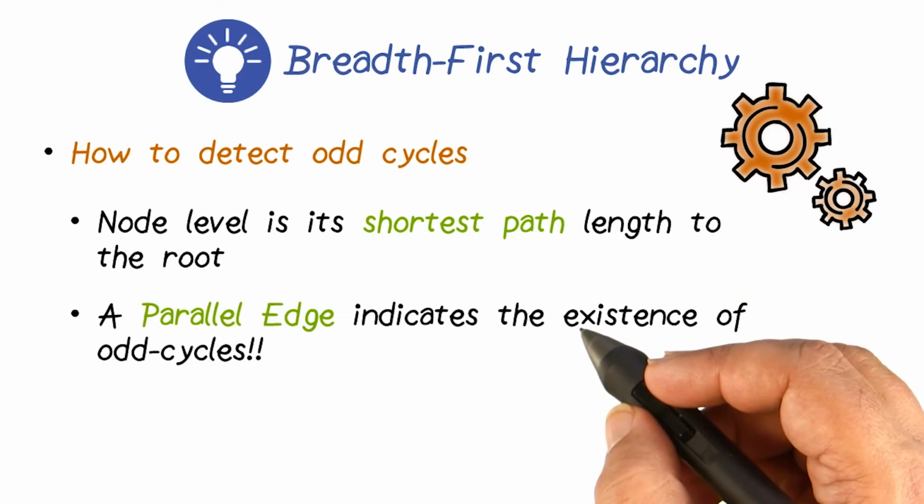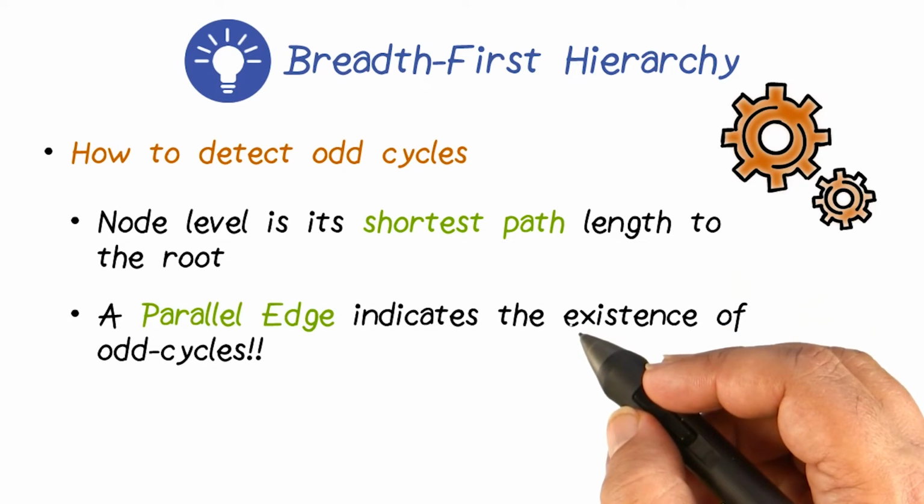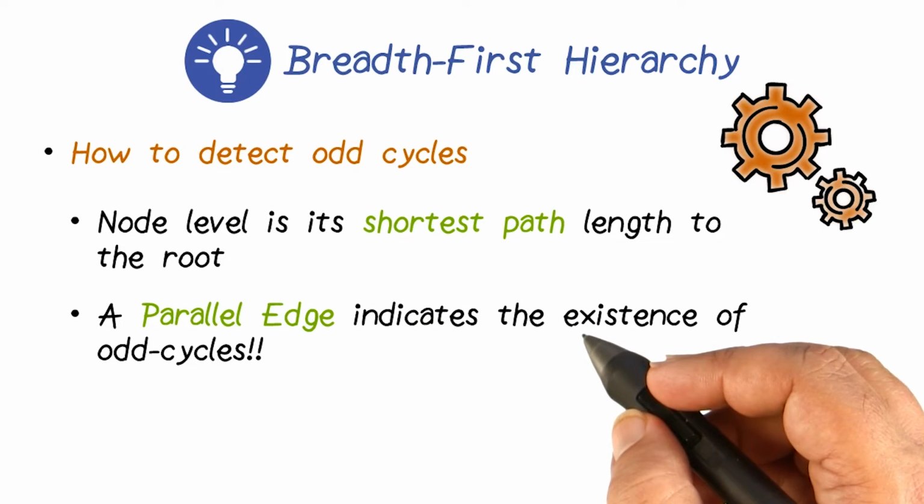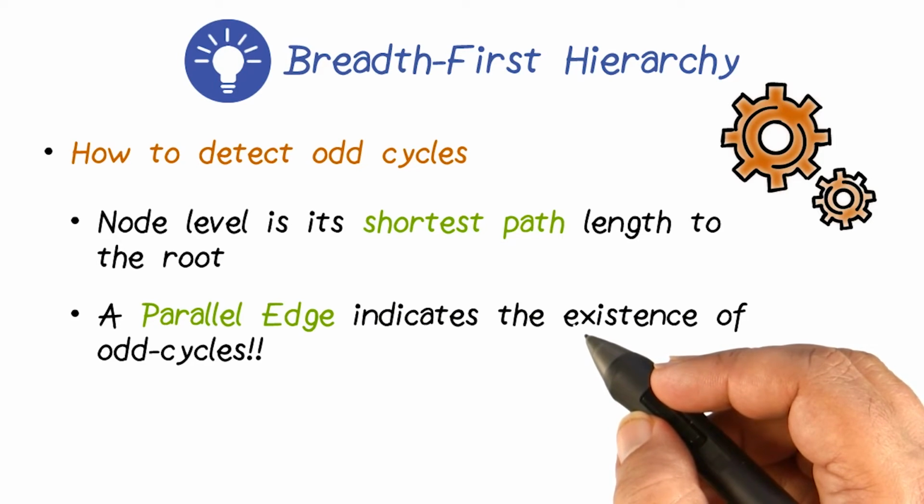Next, we check if there is an edge between the nodes which have exact same shortest path to the root. So consider two nodes, node A and node B, and if there happens to be an edge between node A and B, and A and B are such that each one of them has a shortest path of length, say 4, to a root, then this particular edge between A and B is called a parallel edge, and this parallel edge indicates the existence of odd cycles.